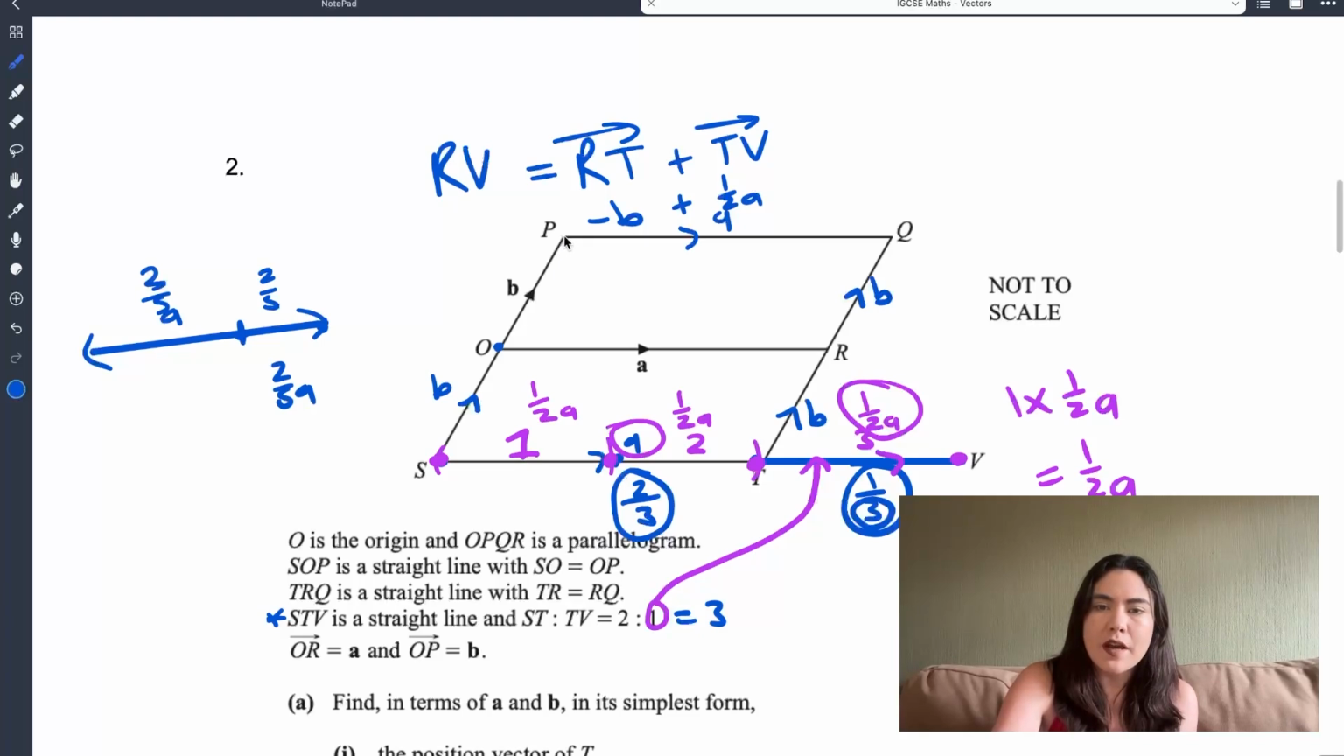I've written so much on my diagram now. This is why it's best to do it in pencil, because if it does get overwhelming, you can rub it out. But we need to show that P to T is parallel to R to V.